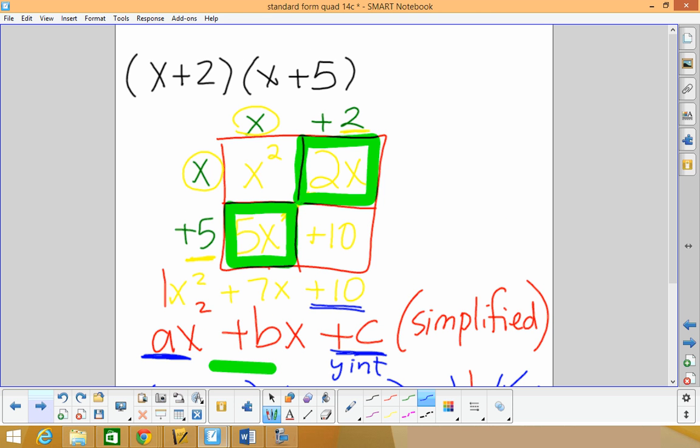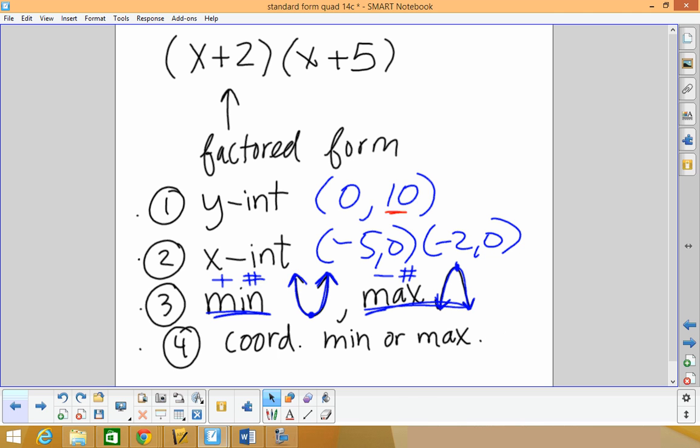So for example, our a value is a positive 1. It's positive. If you don't see it, then it's assumed that it's a positive. Otherwise, it would say negative. So this is a positive 1. So that makes us have a minimum parabola. And now let's determine the coordinates, the x, comma, y coordinate of the minimum or the maximum.